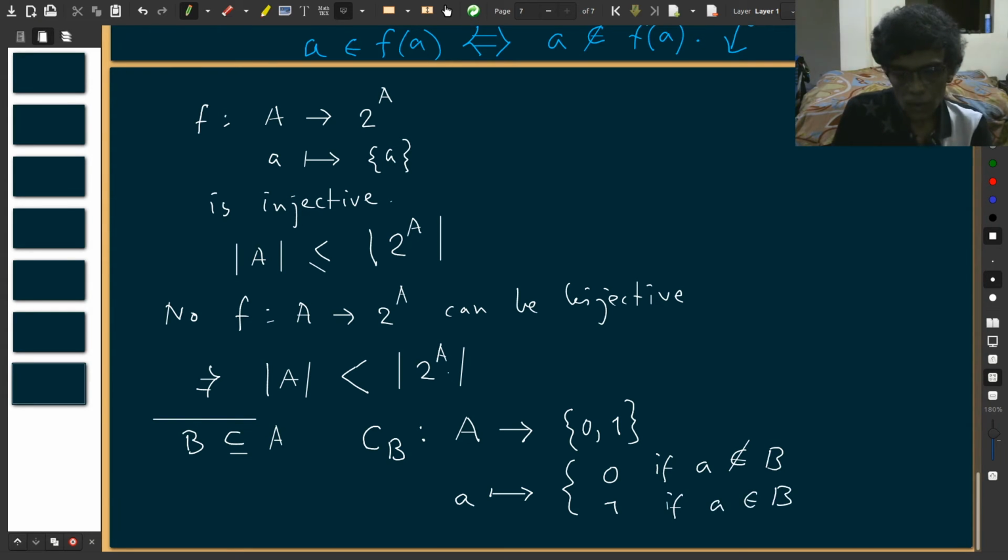Okay. So, you convince yourself that if I am given this function, I can construct B uniquely. Conversely, if I am given B, I can construct this function uniquely. So, every subset of A is specified uniquely by its characteristic function. Okay. So, now with this understanding, let me show you why the second proof is also a diagonalization argument.